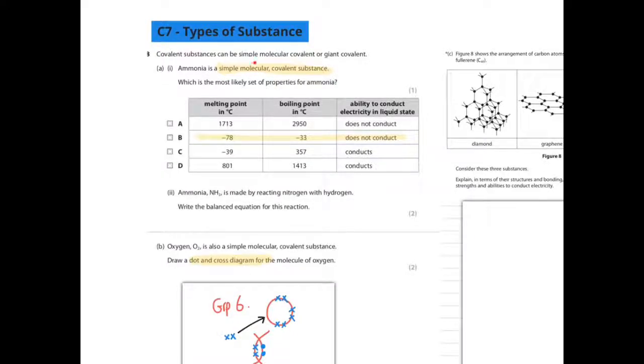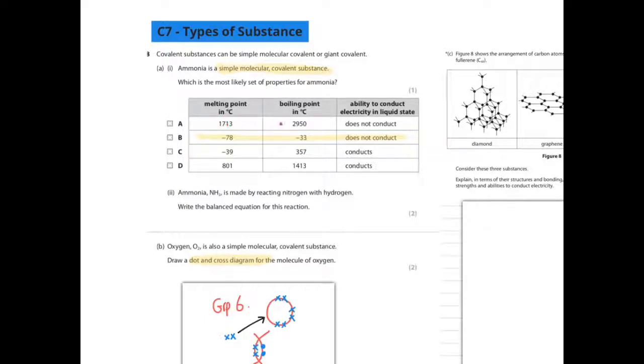Covalent substances can be simple molecular covalent or giant covalent. Ammonia is a simple molecular covalent substance, which is most likely the set of properties for ammonia. So simple molecules basically have very low boiling points and melting points, and they cannot conduct electricity. So you're just looking for anything that fits that bill. So here, lowest melting point, lower boiling point, and doesn't conduct electricity is the only one.